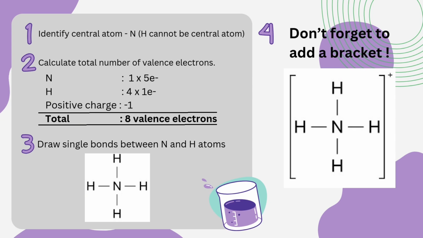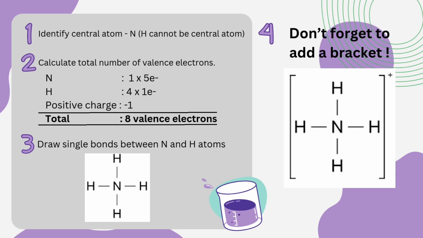The third step is to draw single bonds between nitrogen and hydrogen atoms. Before we draw the bonds, we need to arrange the position of the atoms first. In this case, the nitrogen is the central atom, so it will be located in the middle, and the hydrogen is the terminal atom, so it will surround the central atom. And then we will add bonds between the nitrogen and hydrogen atoms.